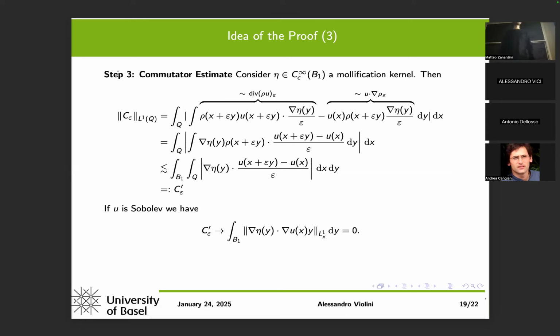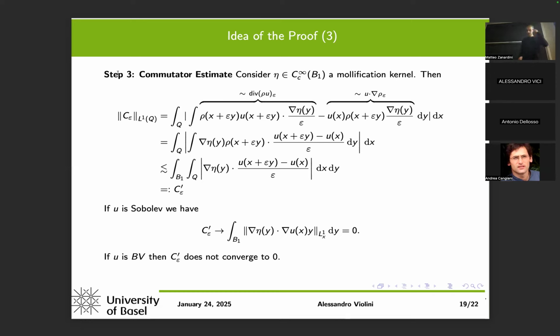And this idea was used by Di Perna and Lions in 1989 to prove that if u is Sobolev, which is exactly what they do for the flow map, this commutator will converge to 0. If u is just BV, this will not converge to 0. You don't have enough structure to do a proof like this.